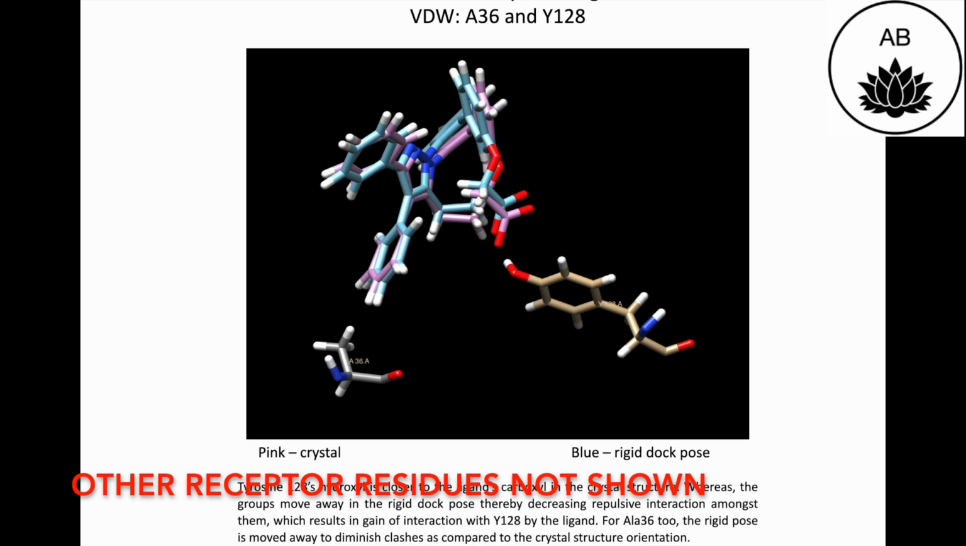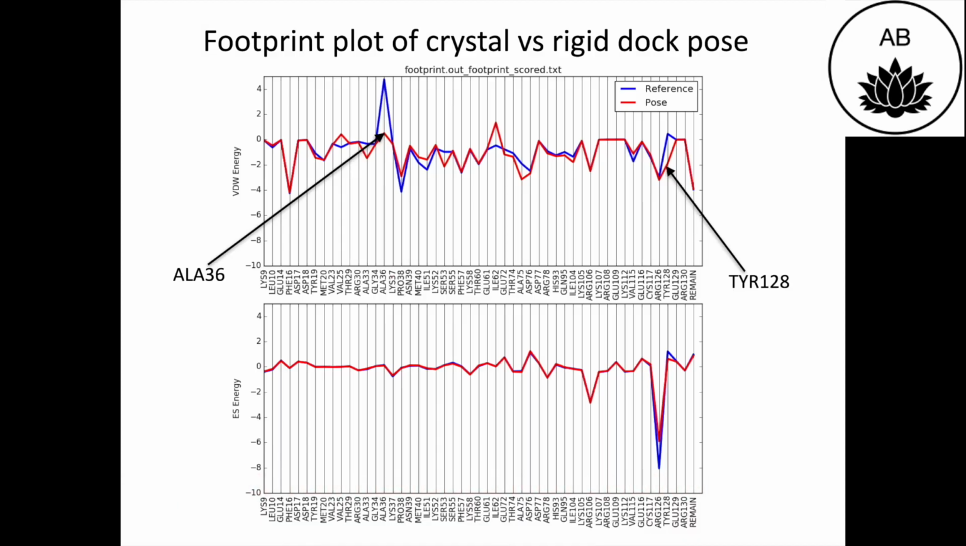As far as tyrosine 128 is concerned, again, see the pink molecule is close by. It's closer as compared to the rigid dock pose. So what happens is the docked pose is actually moving away from tyrosine 128, which is reducing the van der Waals clashes. It seems though that the deviation in ALA is much more.